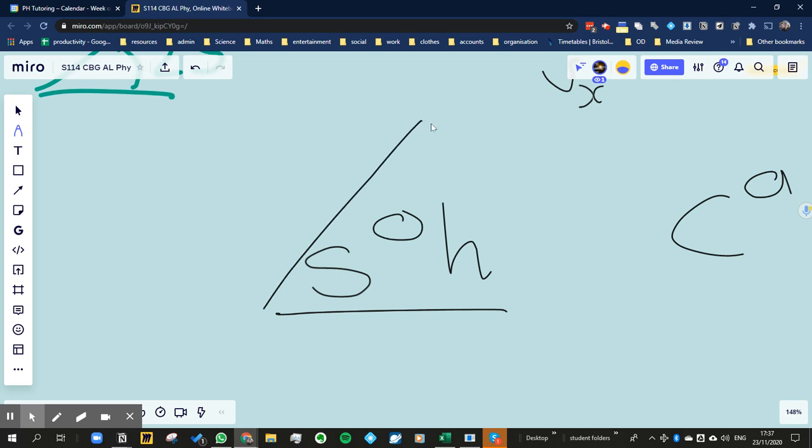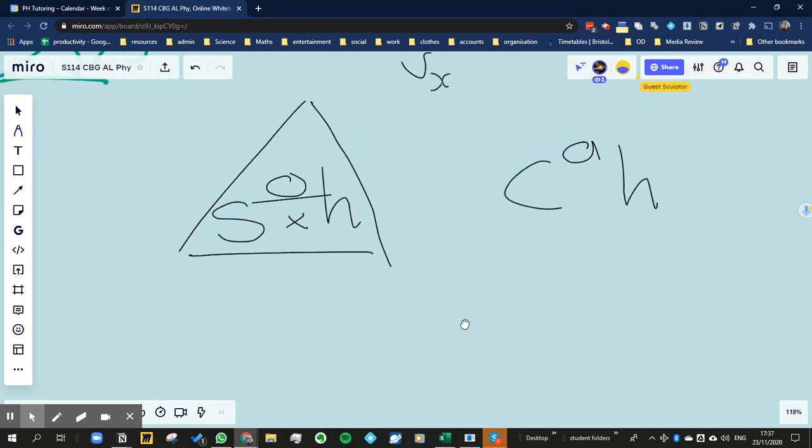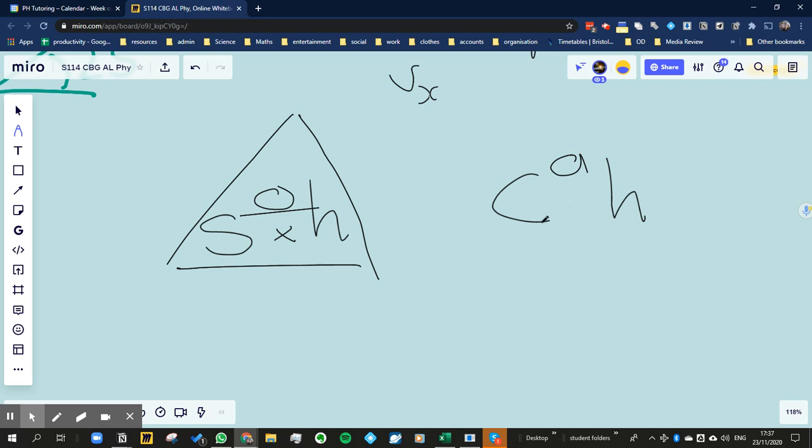Let's put this into a triangle. The S stands for sine theta, the O stands for opposite, the H stands for hypotenuse. Same over here. The C stands for cos theta, the A stands for adjacent, the H stands for hypotenuse. So on the left we have sine. In fact, we can just rearrange it straight away.